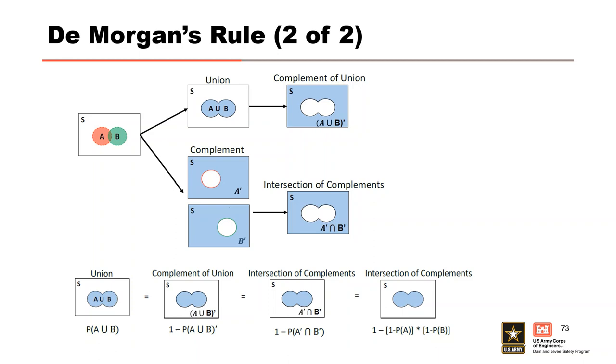By De Morgan's rule, we calculate the union's complement, the probability of neither event occurring, then subtract that probability from 1 to get the probability of union. Please note that De Morgan's rule assumes that each of the failure modes are independent. So what if the failure modes are not independent?